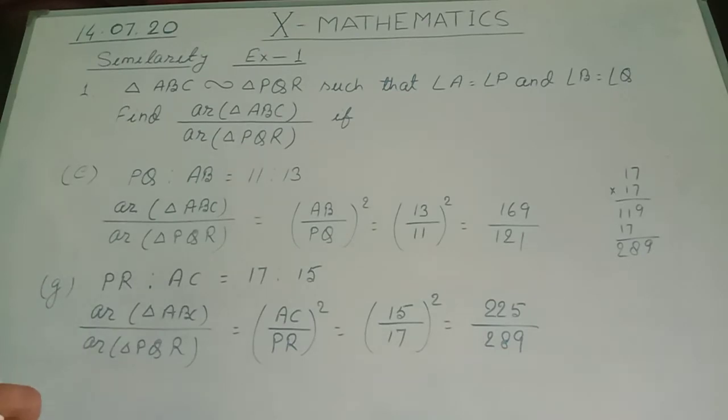This became the ratio of areas of triangle ABC and triangle PQR if PR to AC equal to 17:15.